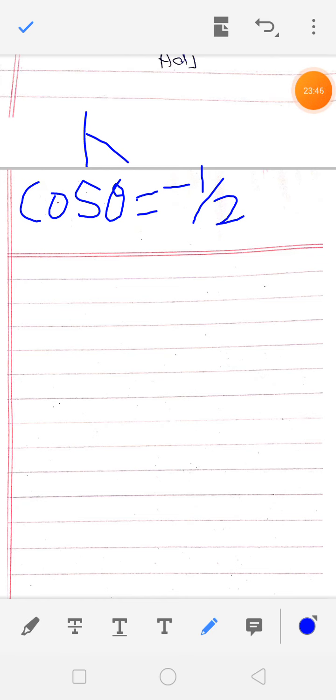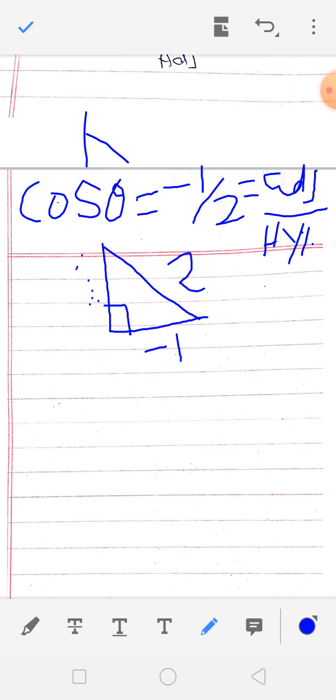So you usually know what the value of cos theta is: adjacent by hypotenuse, correct? So we must form one right angle triangle. So this is the hypotenuse. Okay, here is the right angle. So the hypotenuse is 2. The adjacent value is minus 1. So we must find the remaining value.